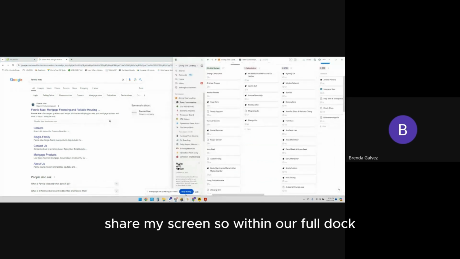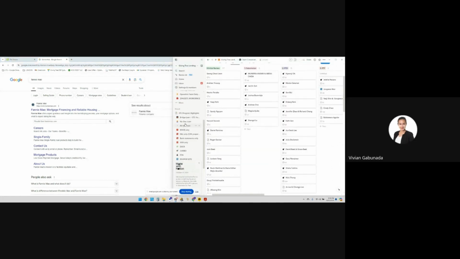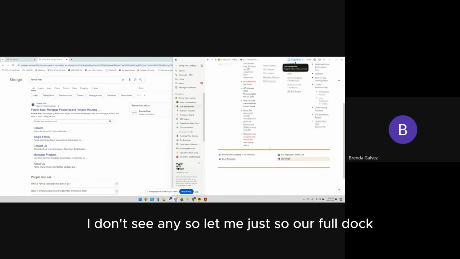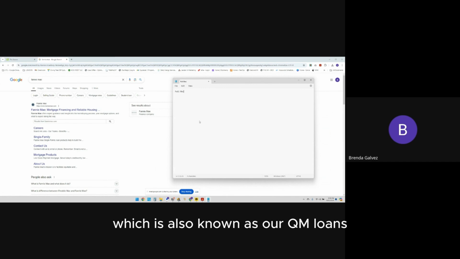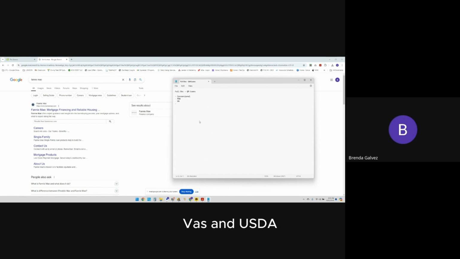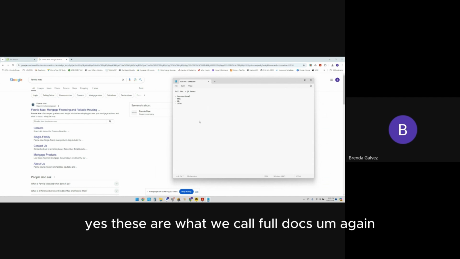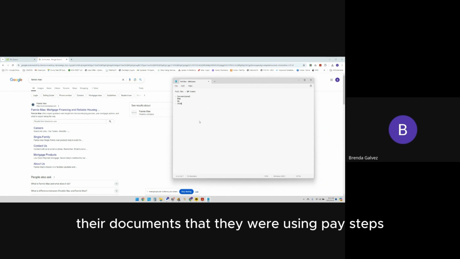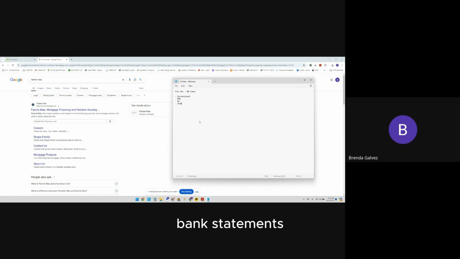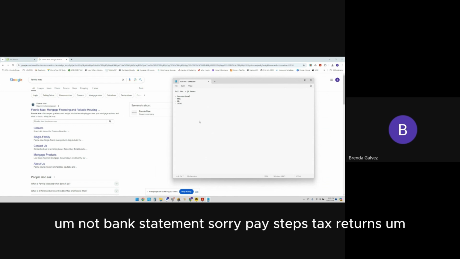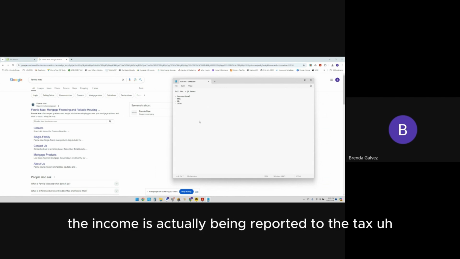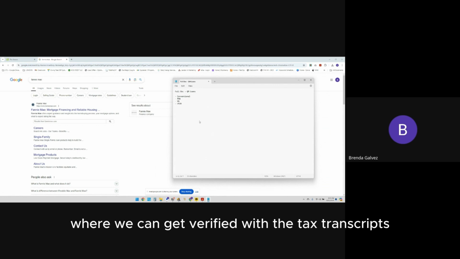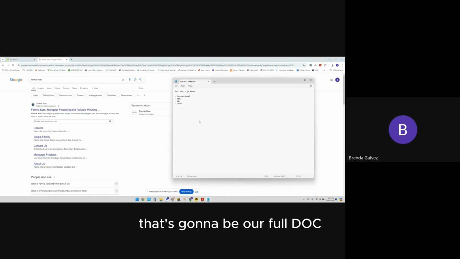So within our full doc, which is also known as our QM loans, consist of conventional, FHA, VAs, and USDA. These are what we call full docs. Again, they're documents that use pay stubs, tax returns, anything where the income is actually being reported to the IRS, where we can get it verified with the tax transcripts. That's going to be our full doc.